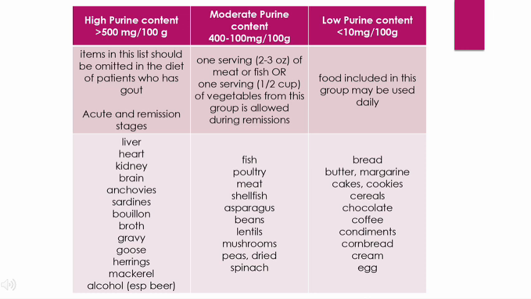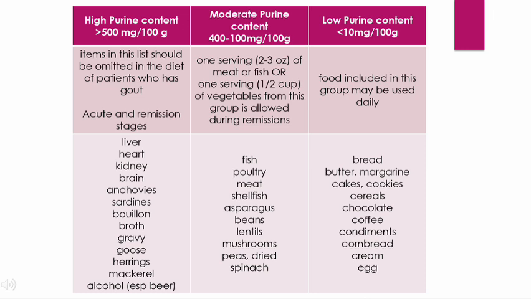Examples include fish, poultry, and meat. Also included are some vegetables such as asparagus, beans, lentils, mushrooms, dried peas, and spinach. Now, an important point, even though some vegetables are in the moderate group, they are generally less likely to trigger gout compared to animal sources. So restriction is more focused on animal-based purines.